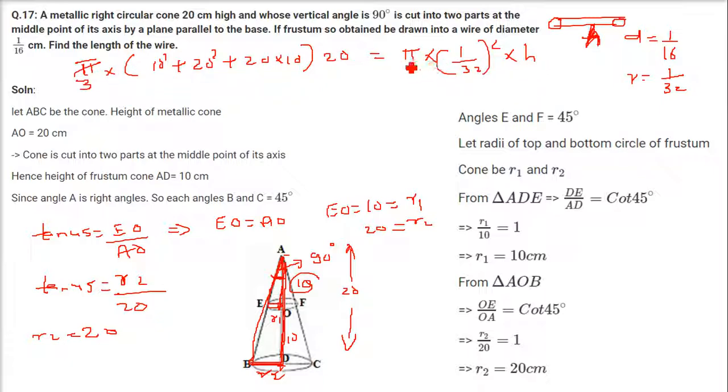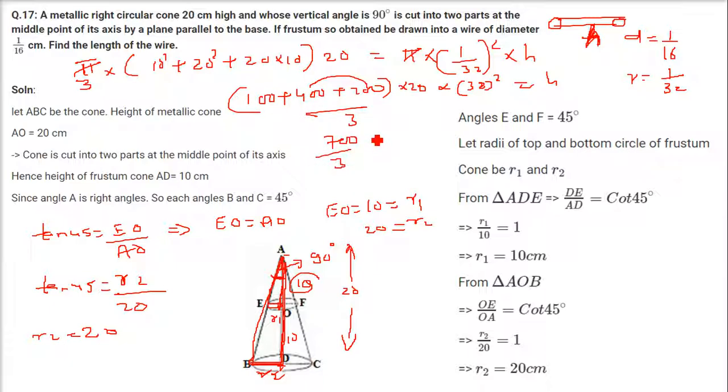So pi I cancel it out. So this will be 10 square is 100, 20 square is 400, 20 into 10 is 200, and 20 is there into 20 by 3. And this 32 square will go here. This will be the height. So let me compute it for you. 400, 200 is 600. This is 700. So 700 by 3 into 20 into 32 square. This is height. So this will come a very, very big number.